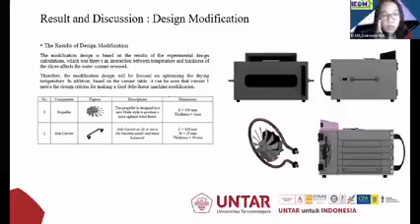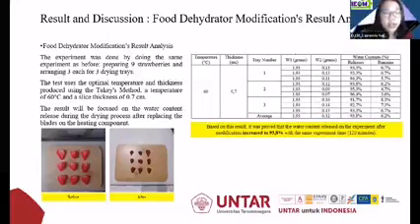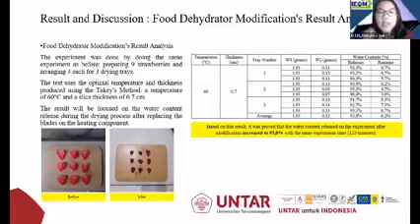And this is the result of design modification, where I changed the propeller of the heating units with this component. They are the table, the components, the figures, description, and dimension. And this is the food dehydrator modification result analysis with the same treatment as before. Based on the result, it was proved that the water content released on the experiment after modification increased to 93.8% with the same experiment time, which was 120 minutes.